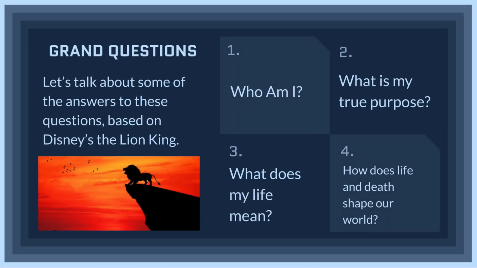That are especially answered in The Lion King. Number 1, who am I? This is a very central theme to Simba's character arc. He thinks about his identity, and he thinks that all of his identity is just about being the future king, and that is all he talks about, which we hear in one of his songs. He is very, very proud of that.